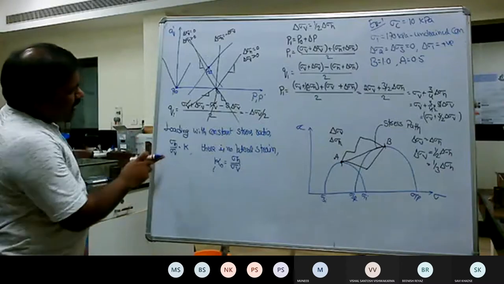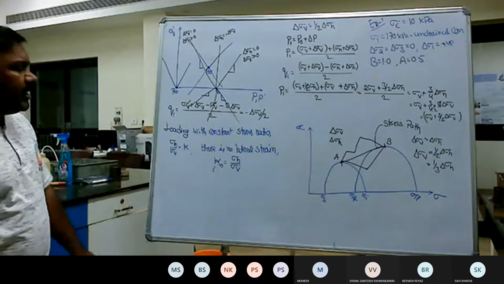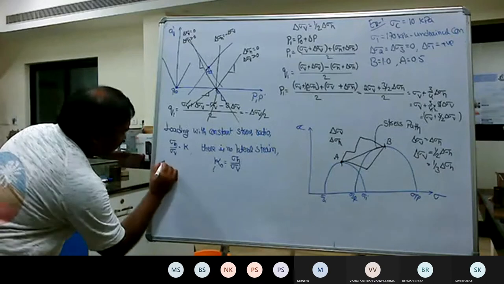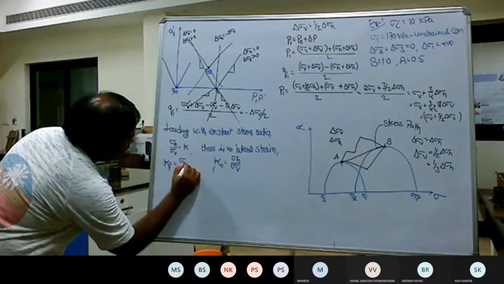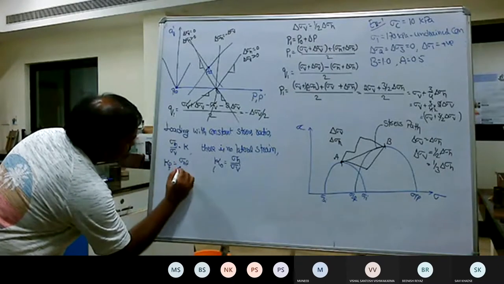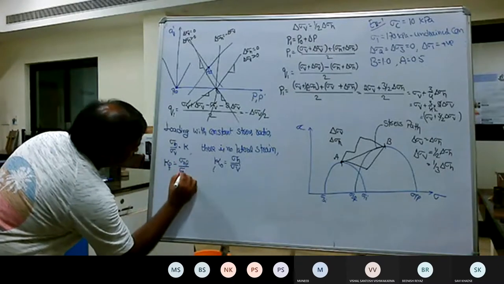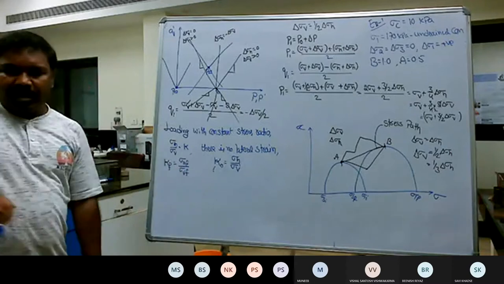You increase the lateral and axial stress until the sample fails, then that condition is called the KF, that is sigma H, either effective stress or the total stress, KF line.